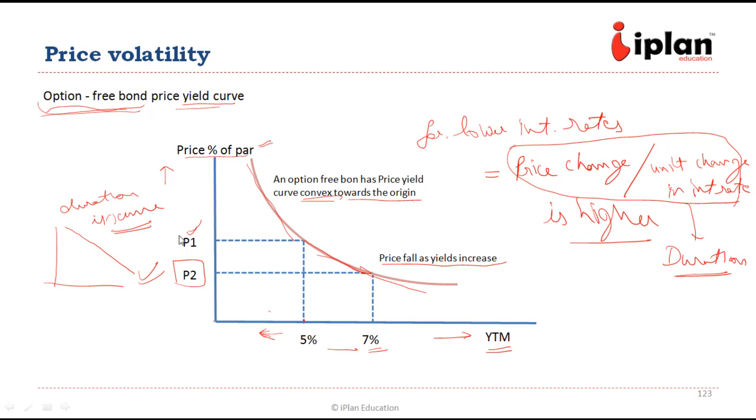So now, for lower interest rate or higher interest rate, our duration is the same. So the price change per unit change in interest rate is the same. So no convexity here. Now let us look at the idea of convexity.